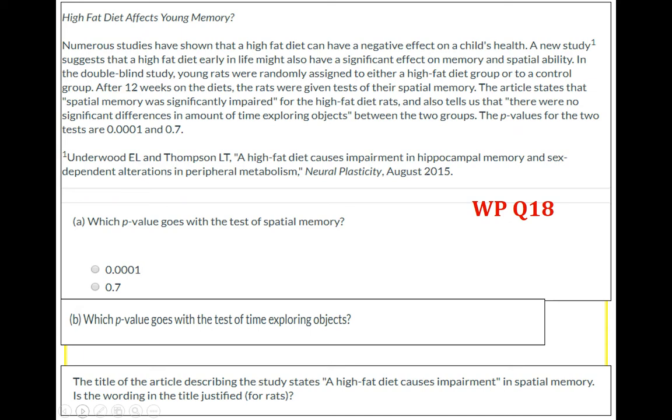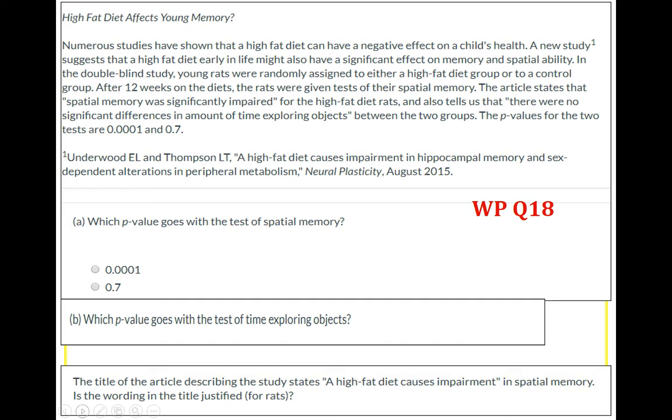So we have a question here. This particular question says, numerous studies have shown that fat diets can have a negative effect on a child's health. New studies suggest that a high-fat diet early in life might also have a significant effect on memory and spatial ability. In the double-blind study, young rats were randomly assigned to either a high-fat group or a control group. Okay, so somebody's going to get blasted with high fat and somebody's not.